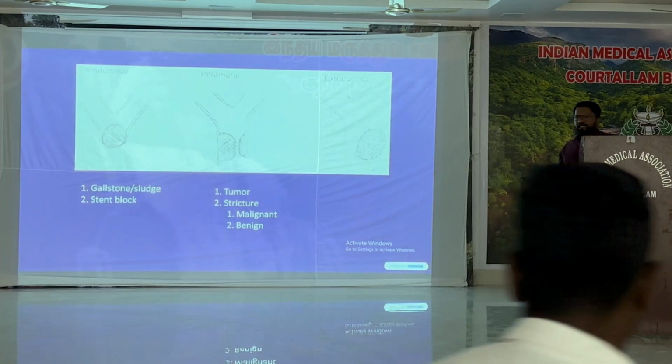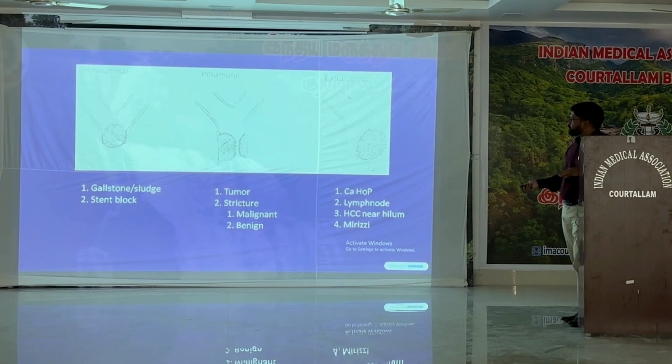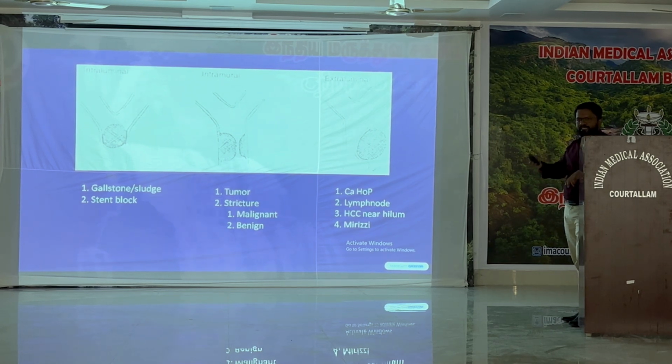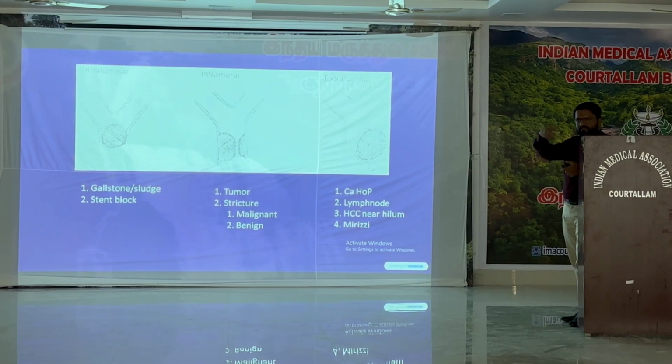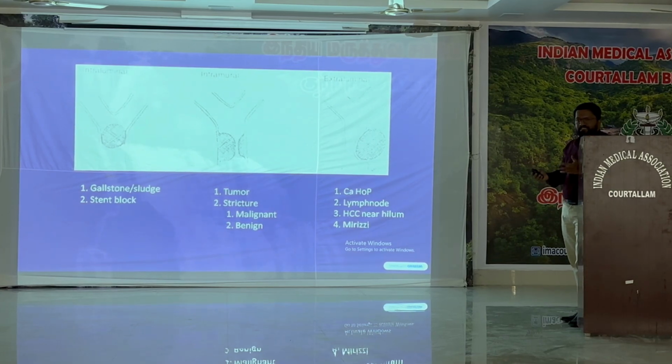So the next thing, intramural or the wall of the bile duct, there can be a tumor and there can be a stricture, benign or malignant stricture. You will see those causes. Extraneous compression can occur from a tumor in the head of the pancreas. It can occur from a lymph node in the hilum. A secondary lymph node can compress the bile duct. There can be a large hepatocellular carcinoma in the liver near the hilum, which is compressing on the hilum. That can cause an obstructive jaundice. The more common thing that we see is a Mirizzi syndrome.